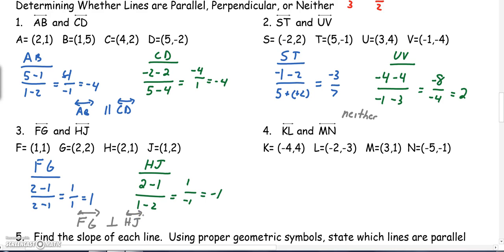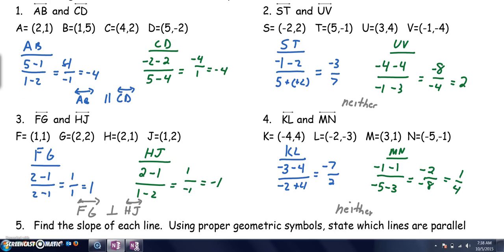Try number 4 on your own while you pause this video. For number 4, you should have a slope for KL of -7 over 2, and for MN, +1/4. Those are not the same slope, and they are not opposite reciprocals, so it is neither.